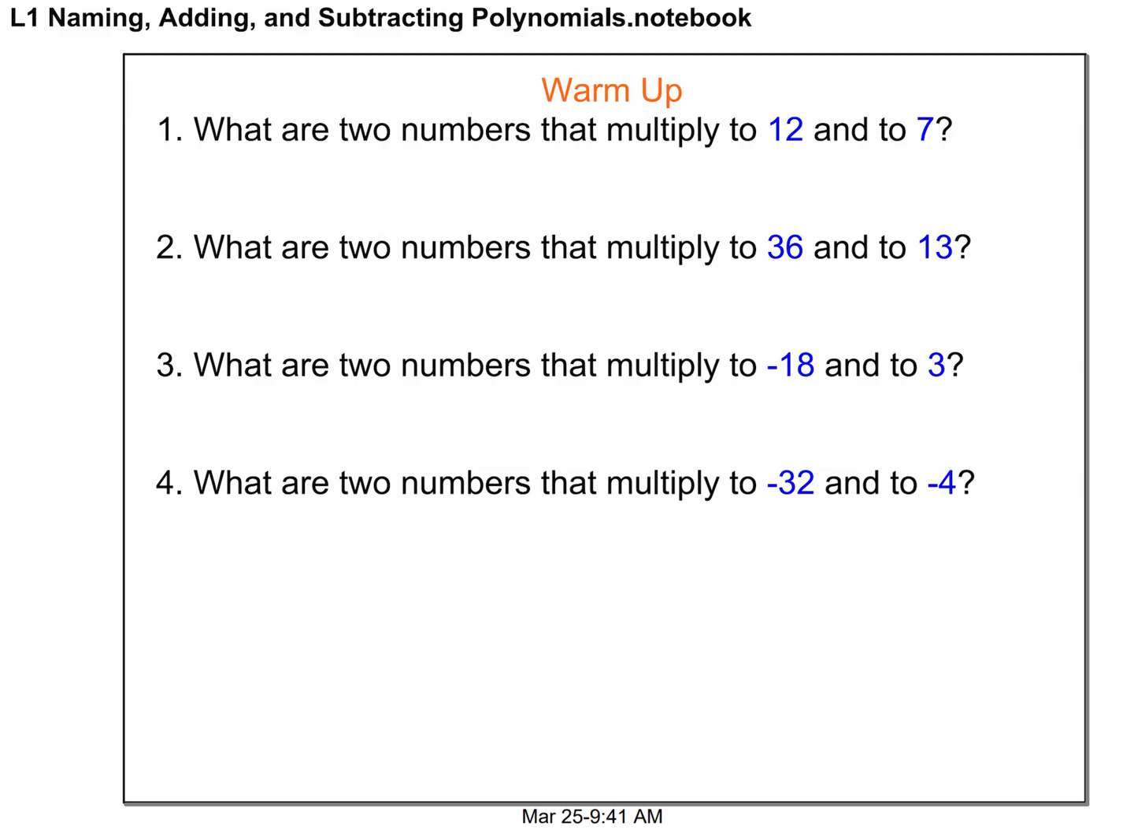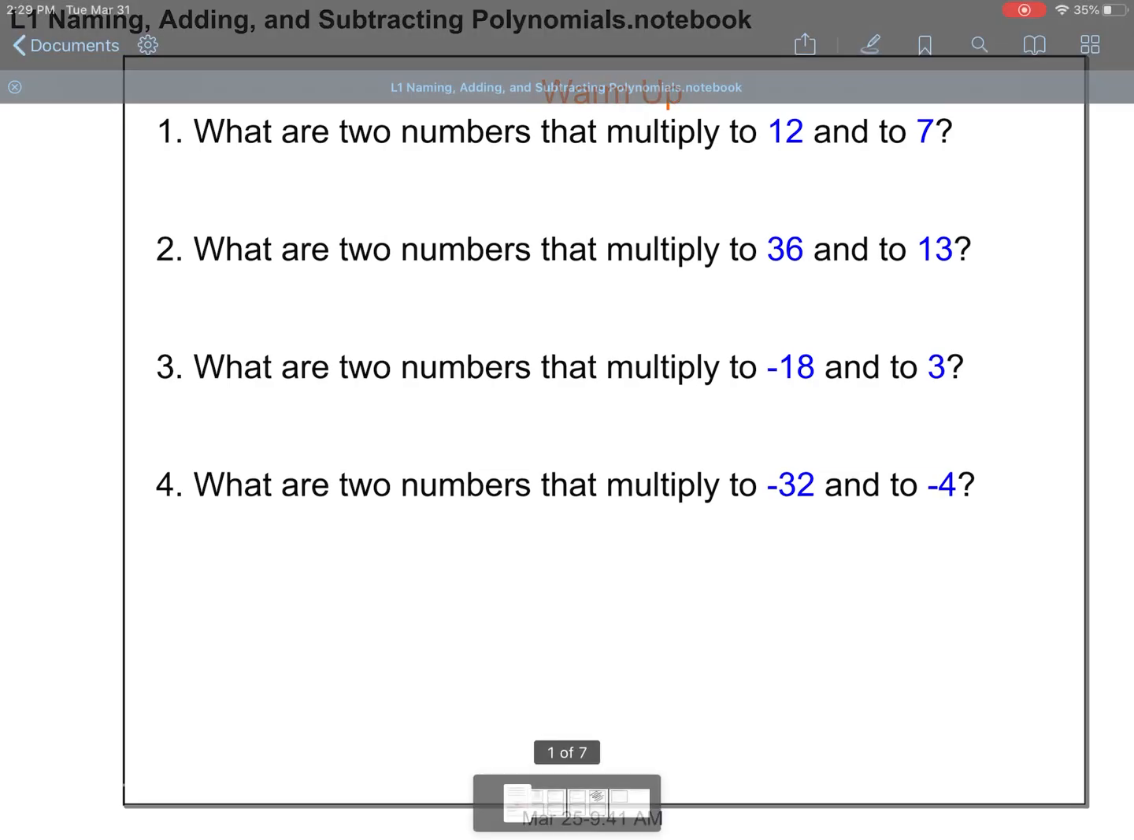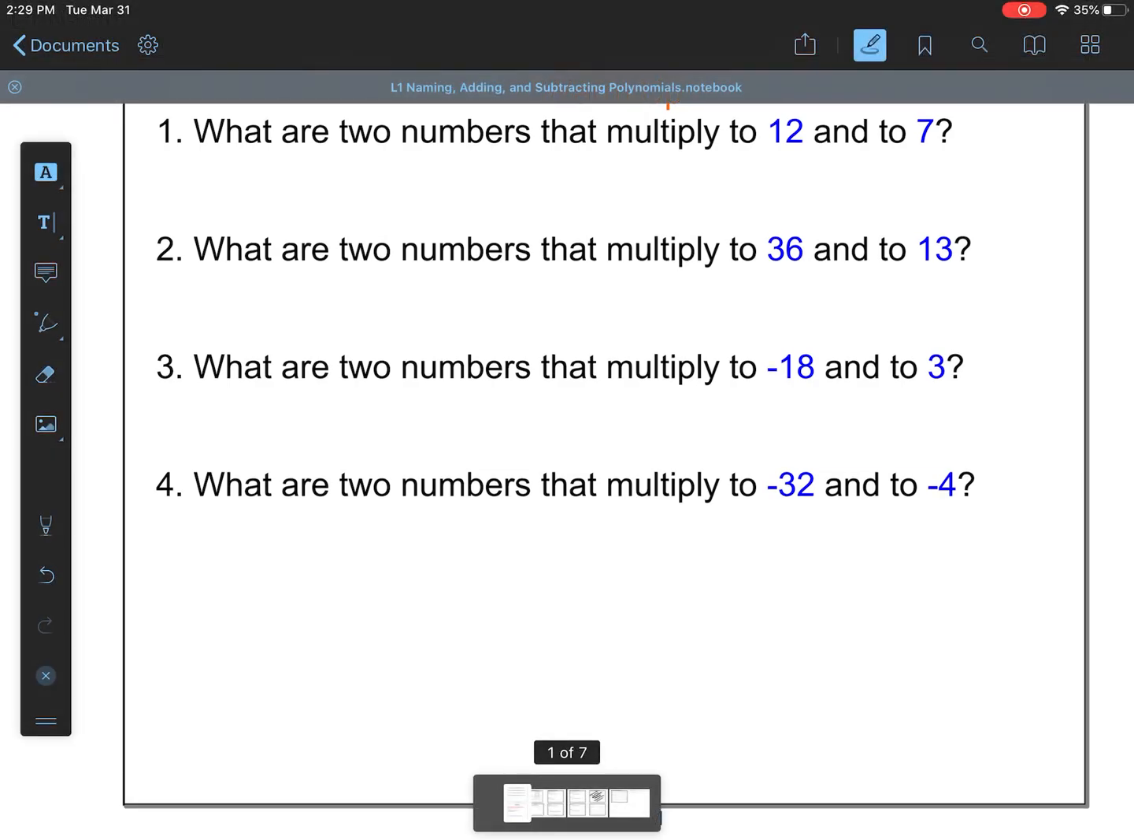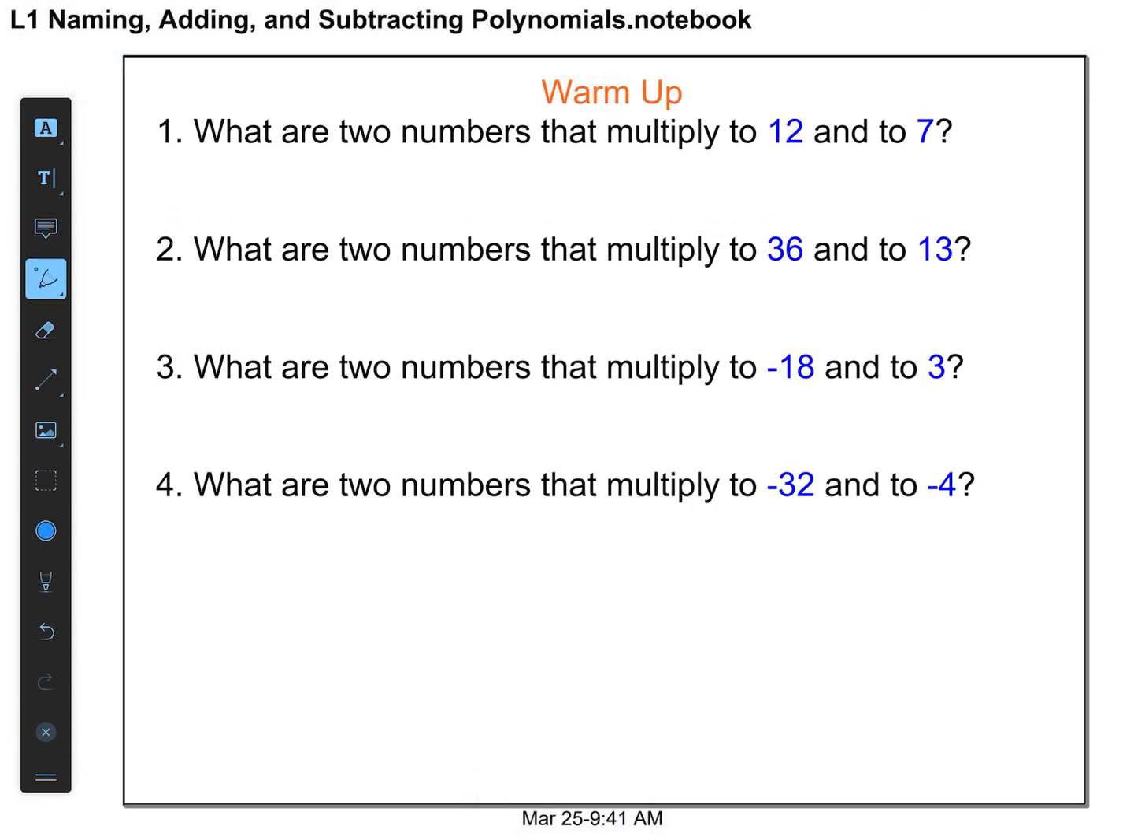It says, what are 2 numbers that we want to multiply to 12 and we want to add to 7? So I'm going to start out. Let's think of numbers that multiply to 12. We can say 6 and 2, 4 and 3, 12 and 1. Which one of these pairs adds to 7? And it looks like it's going to be 4 and 3. So for this one, I'm just going to say 4 and 3.